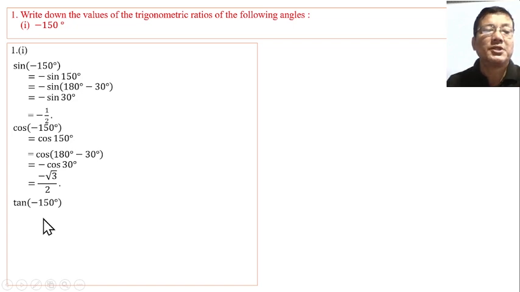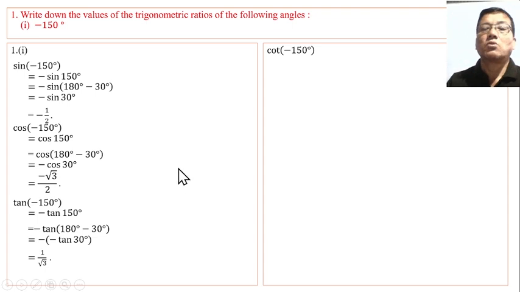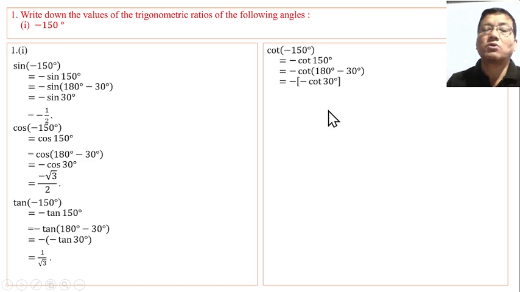Tan of minus 150 degrees. Tan of minus theta is minus tan theta, so it is minus tan of 150, which is 180 degrees minus 30 degrees, in the second quadrant. Tan is negative there, so minus tan 30 degrees, and tan 30 degrees is 1 by root 3, so it is minus 1 by root 3. Cot of minus 150 is minus cot of 150, which is 180 minus 30, in the second quadrant where cot is negative, so minus cot 30 degrees, which is minus root 3.